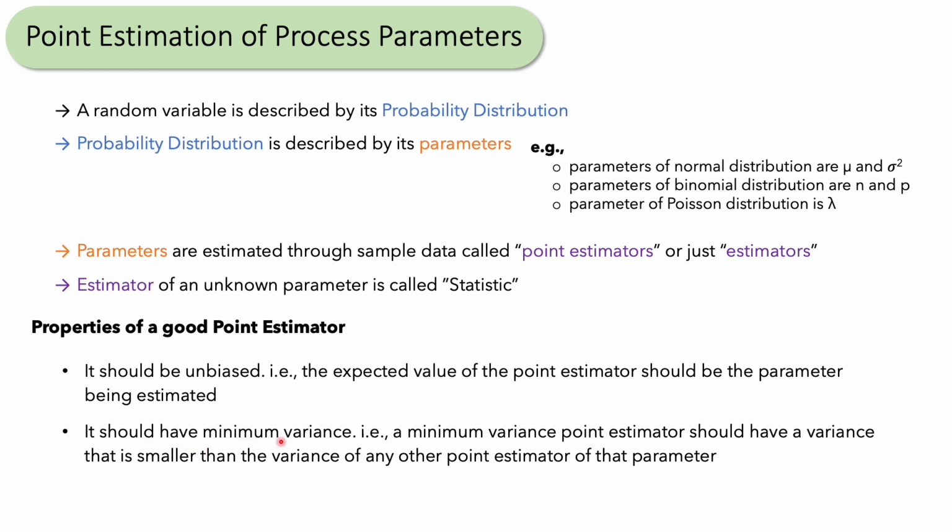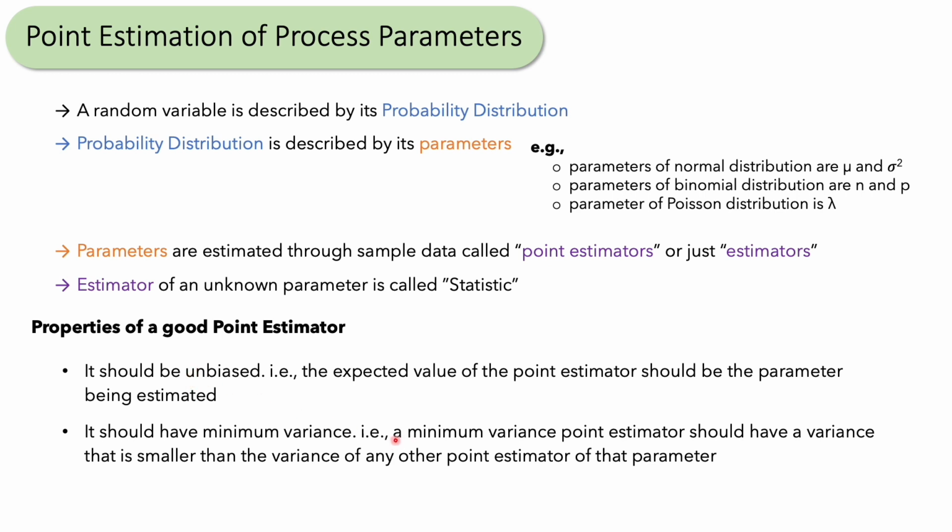When you collect many different samples and you make a point estimation, you calculate statistics from different samples, and then you calculate their variance, meaning how much that value is varying. Then you have to find the minimum one. The one that has the minimum variance will be considered a good point estimator.